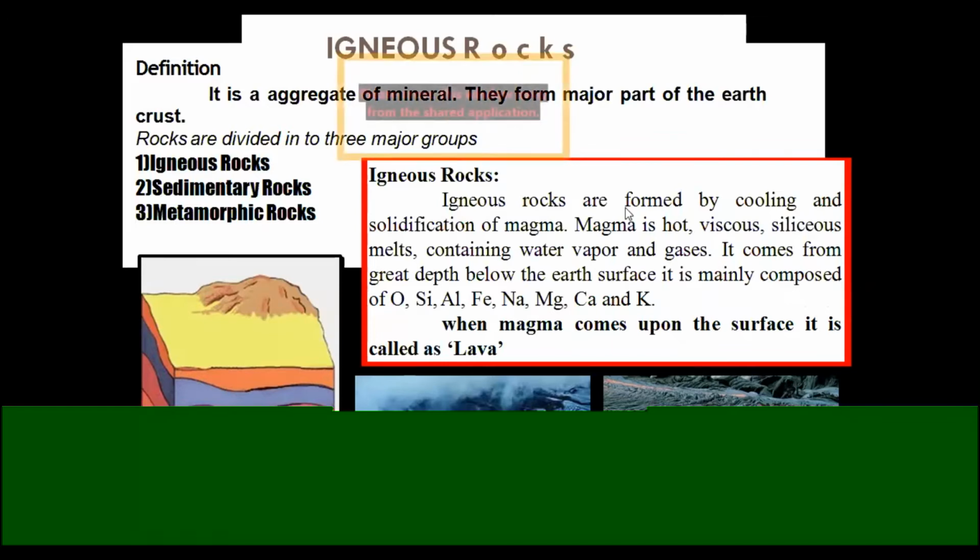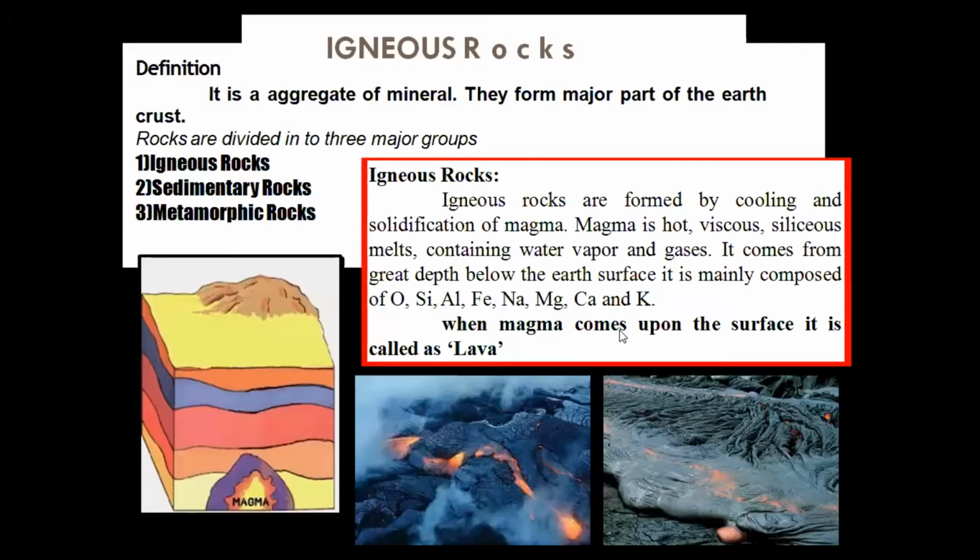So we have igneous rocks, and as you know, we have three main types of rocks. We have sedimentary, we have igneous, and we have metamorphic rocks. As you know, the igneous rocks are the primary rocks, and they are directly formed by the solidification of magma or the solidification of lava at the surface of Earth.